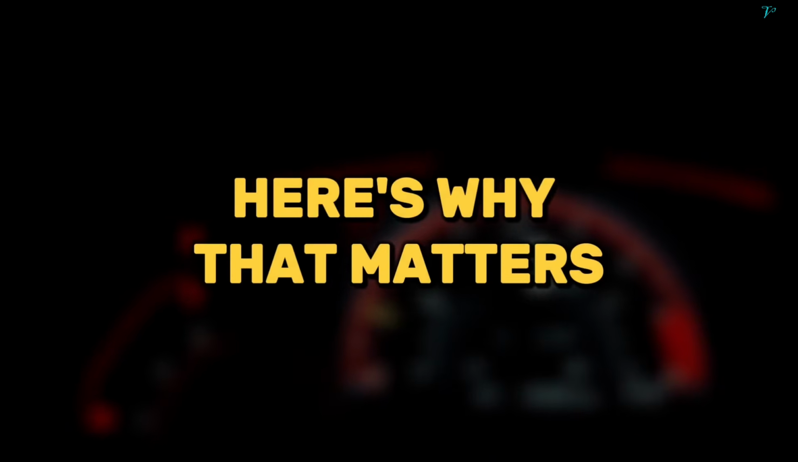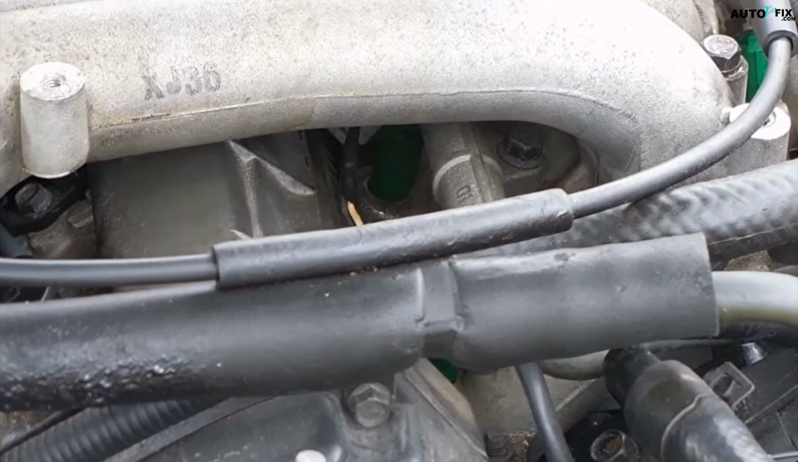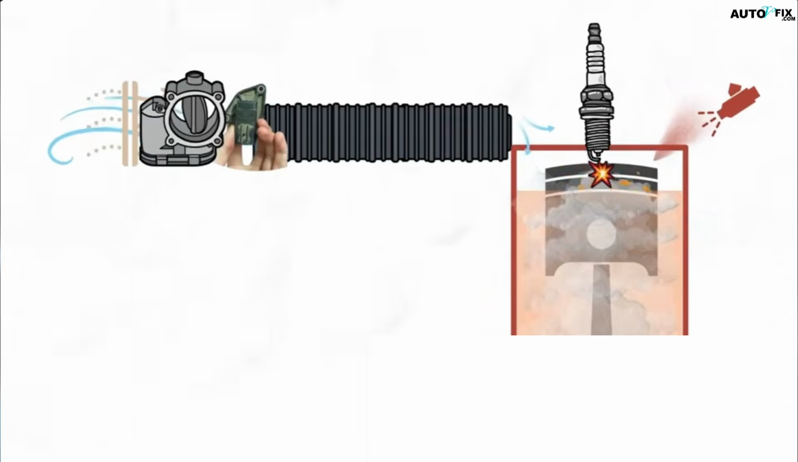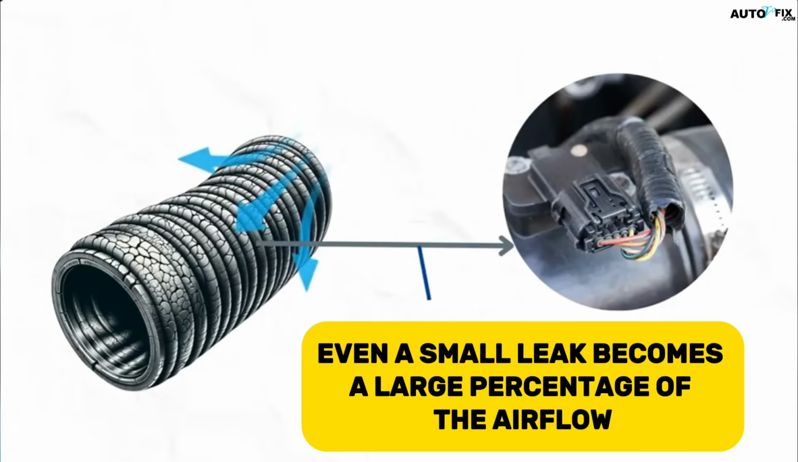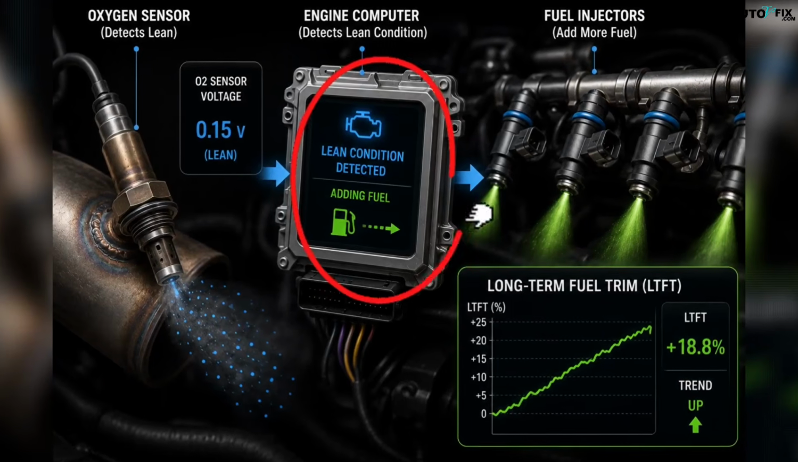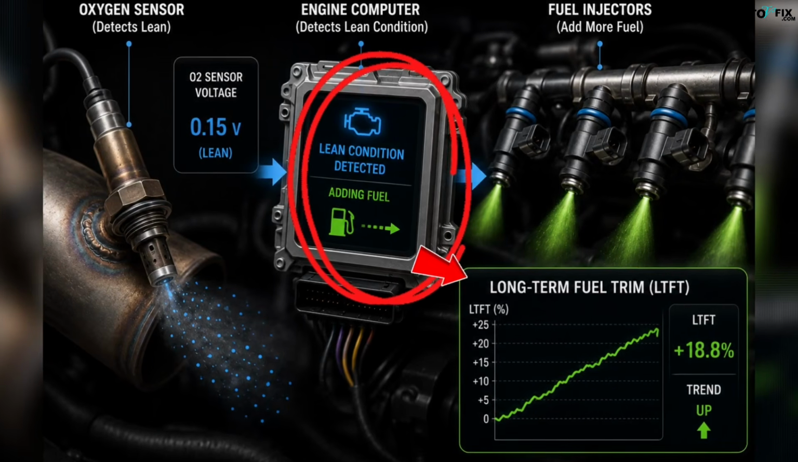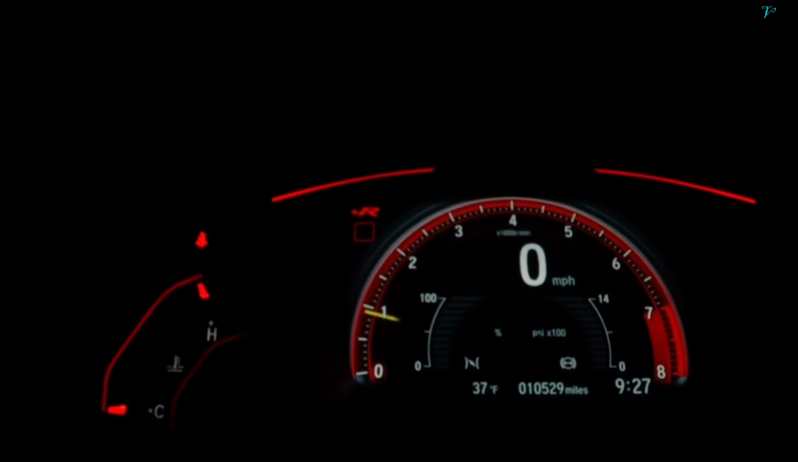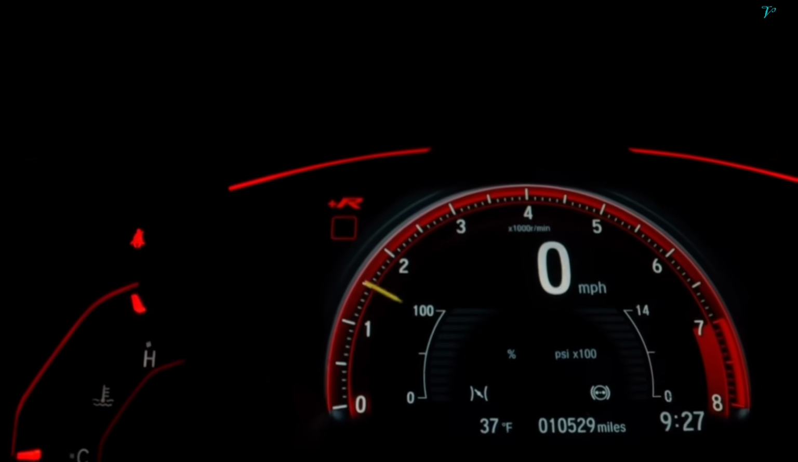Here's why that matters. A vacuum leak has its biggest effect when the engine is idling. At idle, the engine isn't pulling in much air, so even a small leak becomes a large percentage of the total airflow. The computer notices the lean condition and starts adding fuel, causing the long-term fuel trim to climb. Now slowly raise the engine speed to about 3,000 RPM.